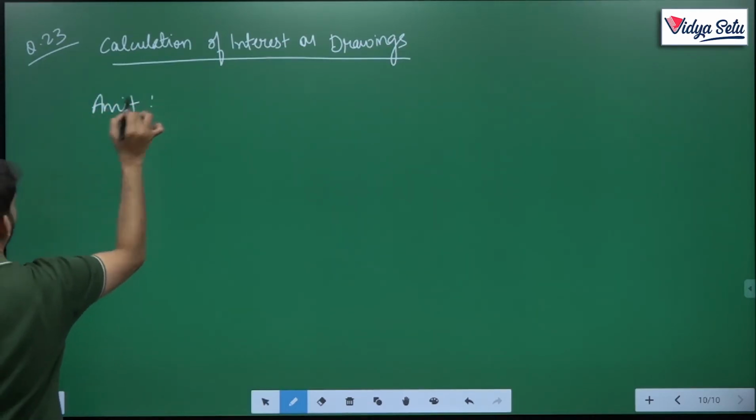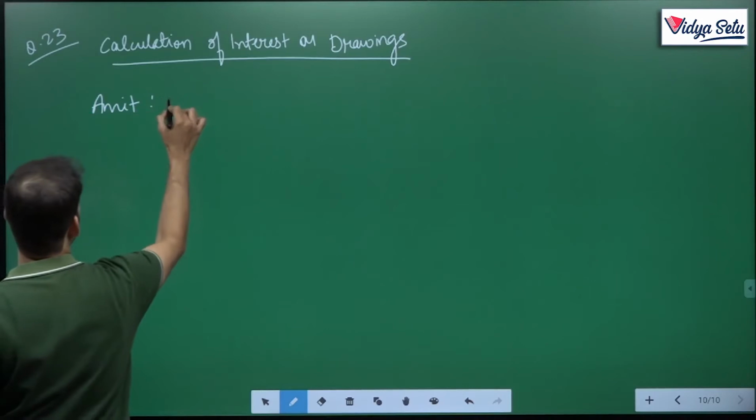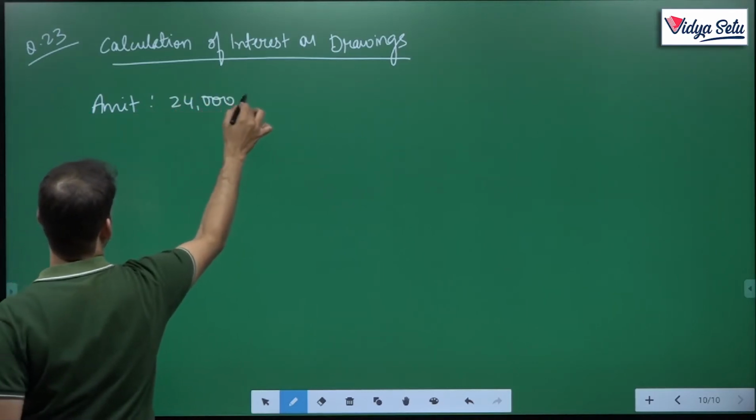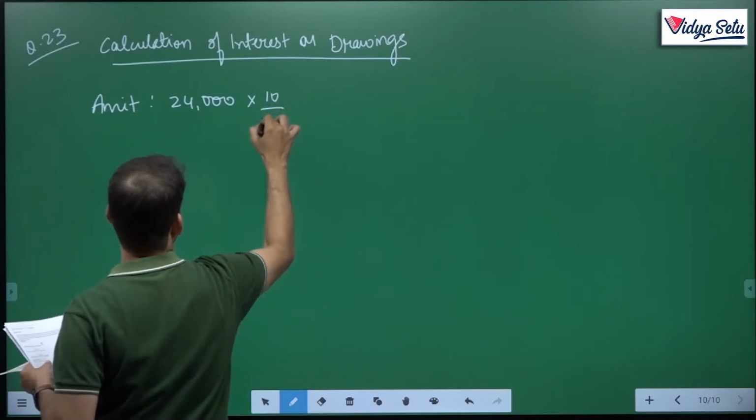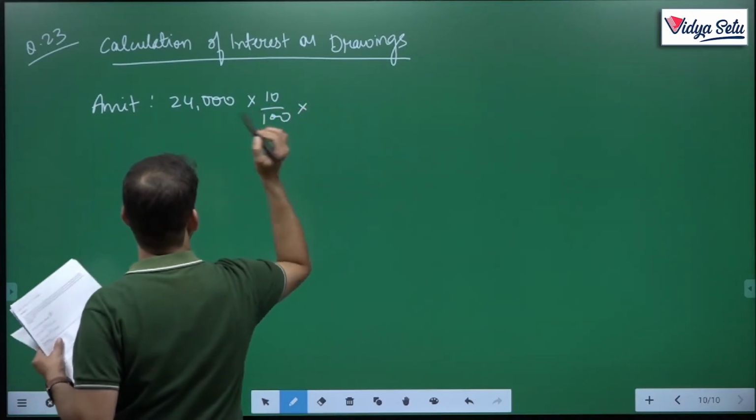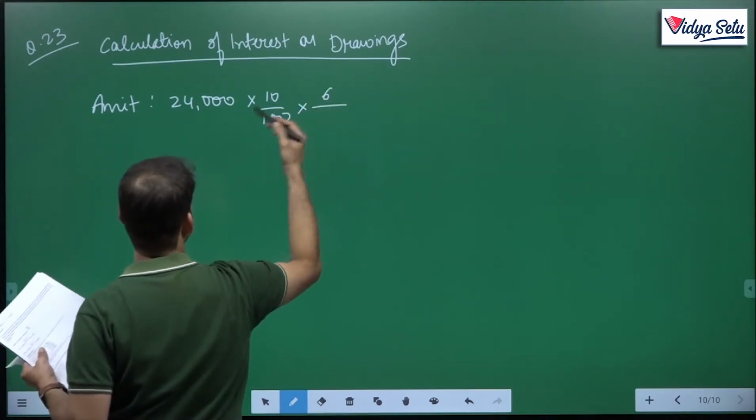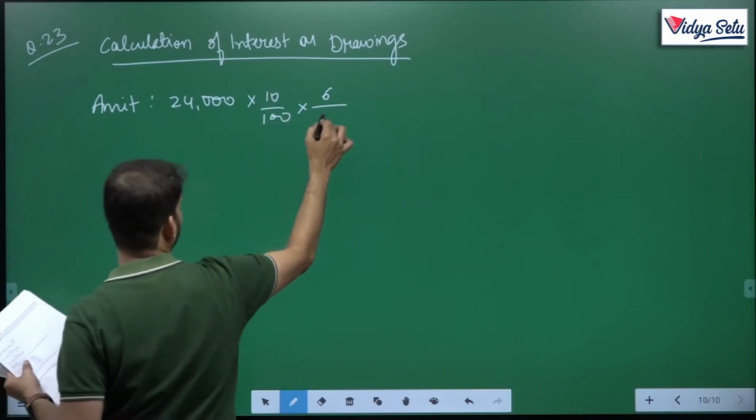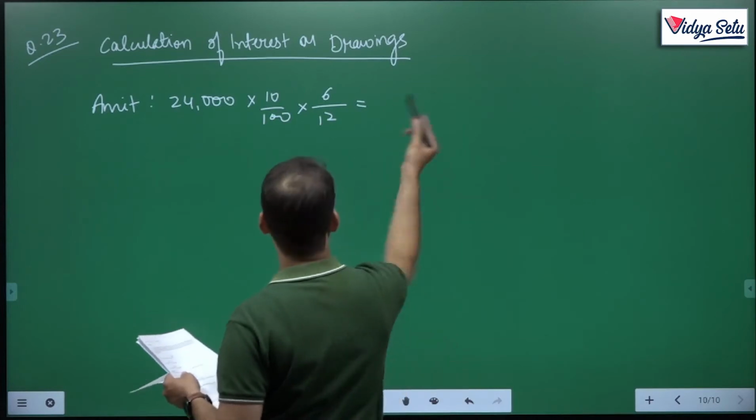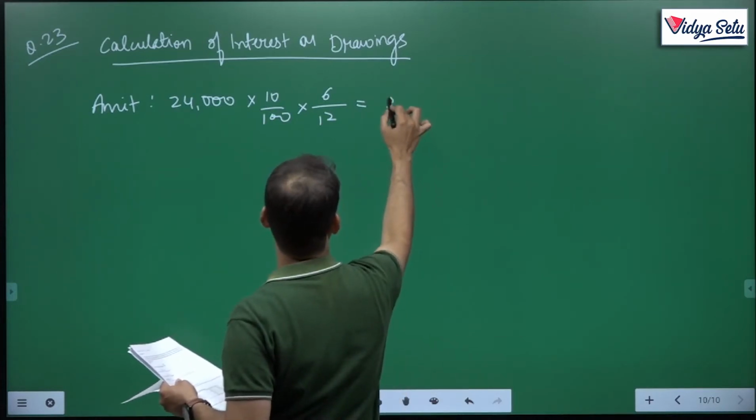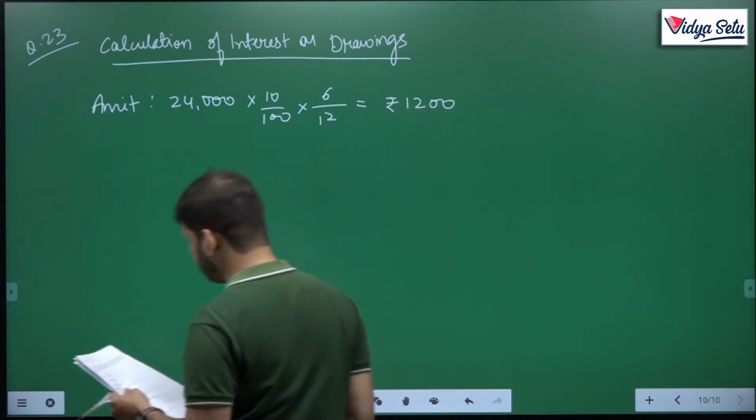Let us talk about Amit first. He withdrew 24,000 during the entire year. The rate of interest given is 10% per annum. Now, they had mentioned that they withdrew evenly. Even if they would not have mentioned this, we would have done this 6 upon 12 because 10% per annum is given. And if we solve it, we get the answer rupees 1,200.